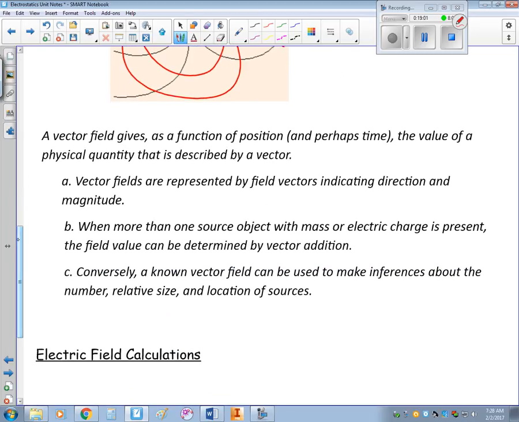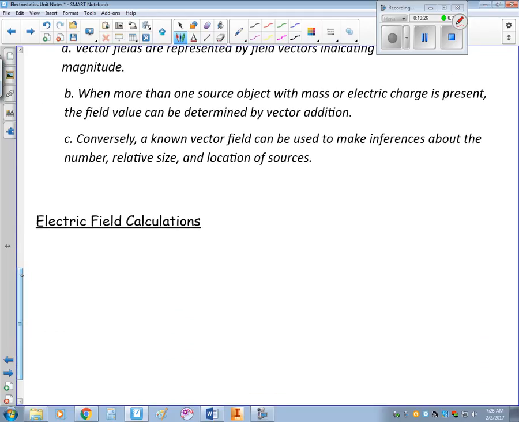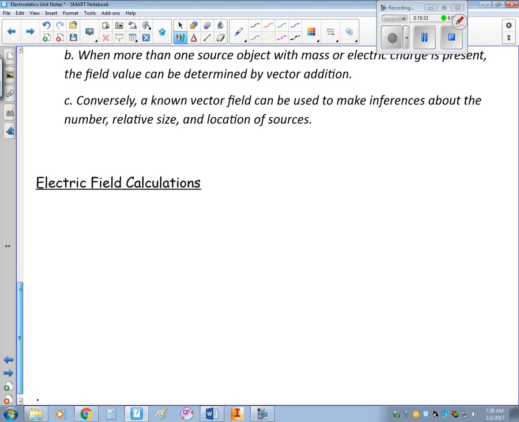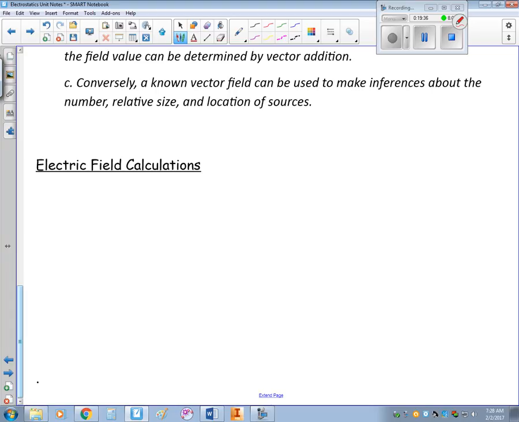So a vector field gives, as a function of position and maybe time, the value of a physical quantity that is described by a vector. Vector fields are represented by field vectors indicating the direction and magnitude. When we have more than one source, with mass or electric charge, the field value can be determined by vector addition, just like we've done in the past. And conversely, a known vector field can be used to make inferences or guesses about the number, relative size, and locations of the sources.